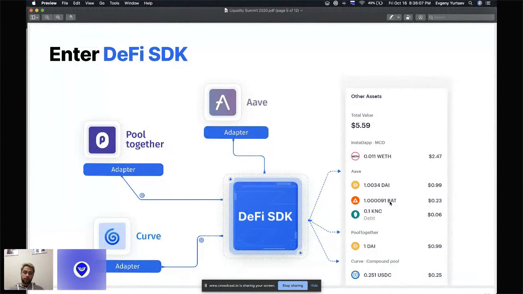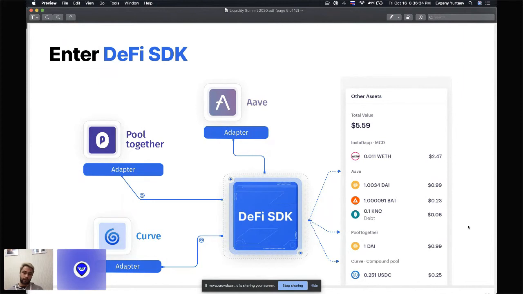So I wanted to start with the lowest level of this integration, which is the DeFi SDK. Here is an example of how it looks. On the left, you see 3 different examples of protocols. Each of them has an adapter within the DeFi SDK. And on the right, there's a portion of the Zerion UI that shows the balances on these different protocols. All of these balances are fetched directly through the DeFi SDK via a single call.